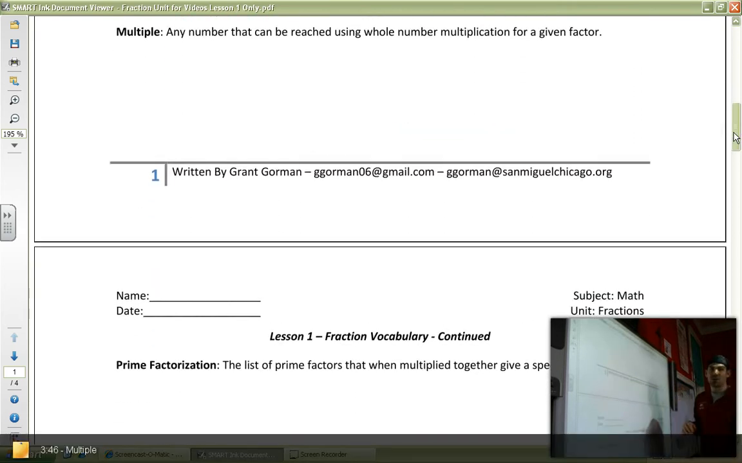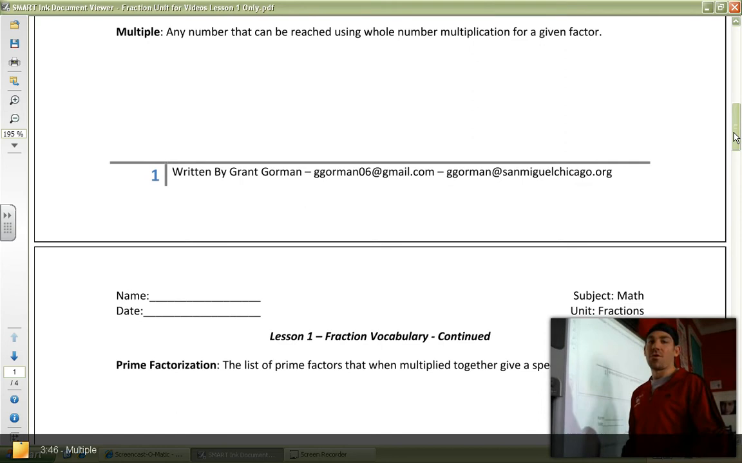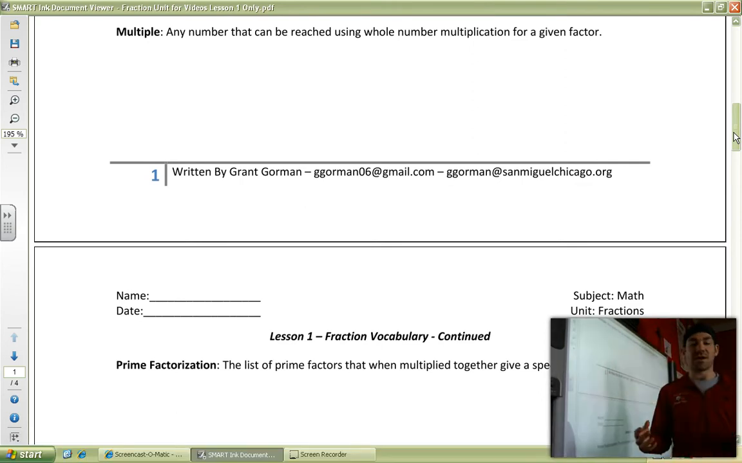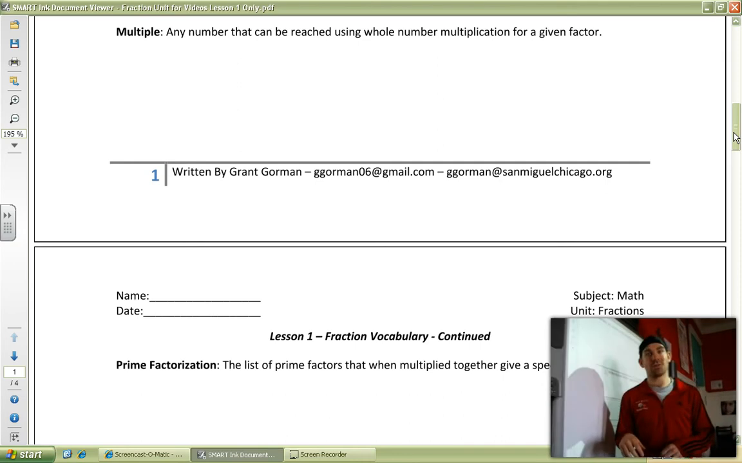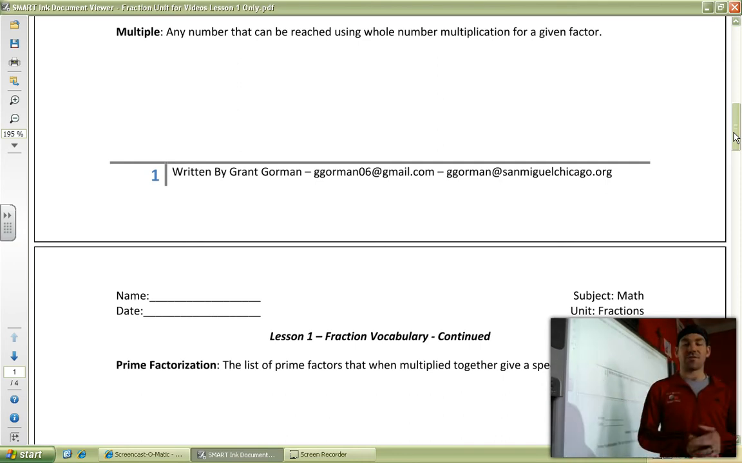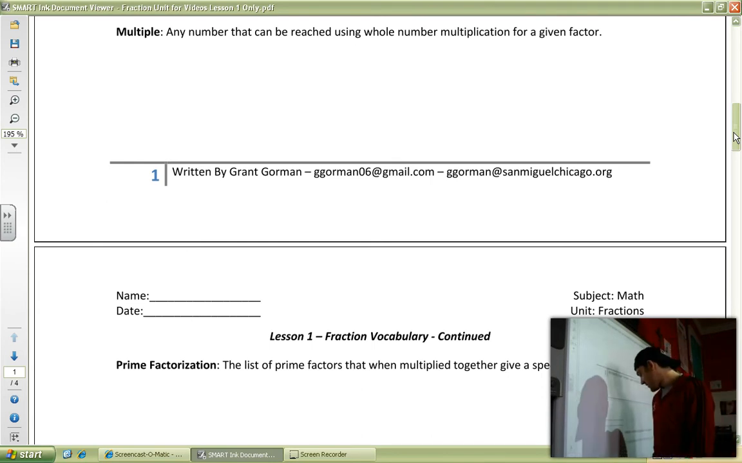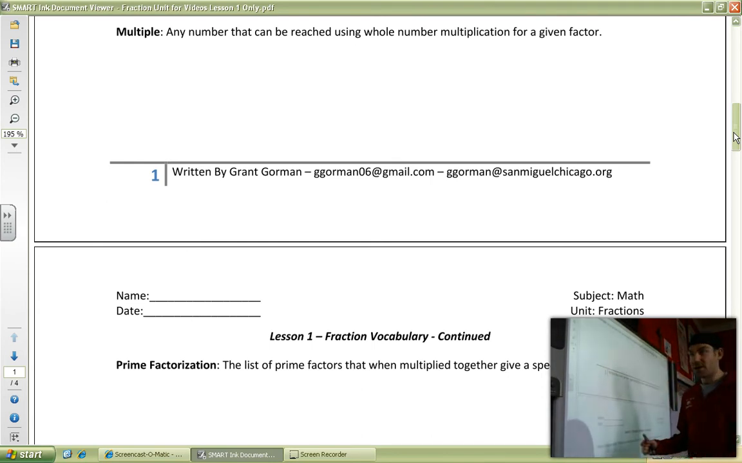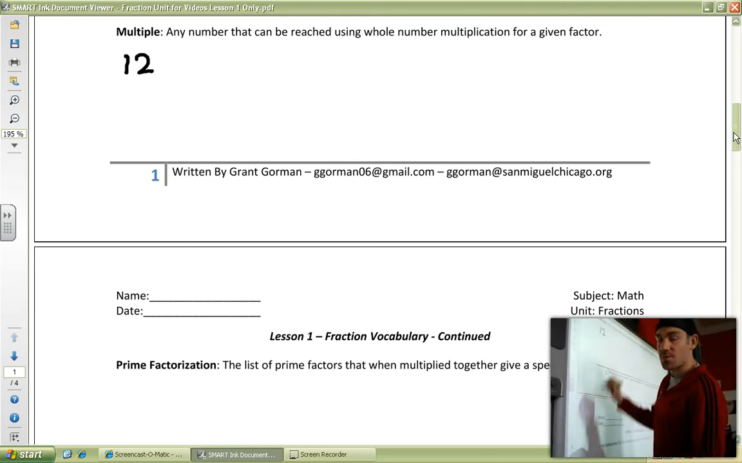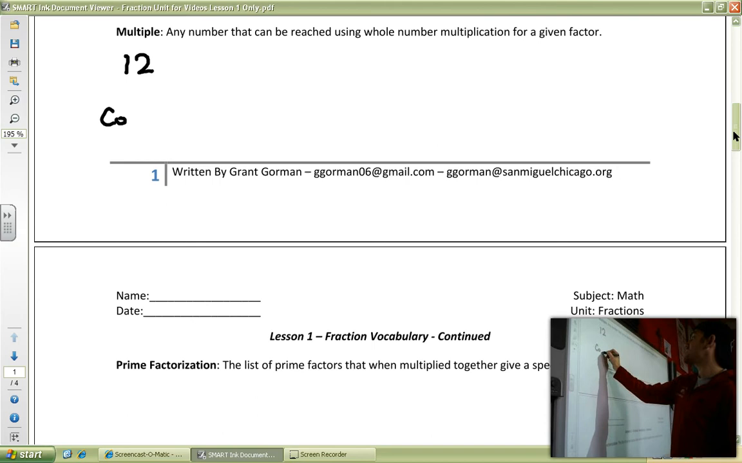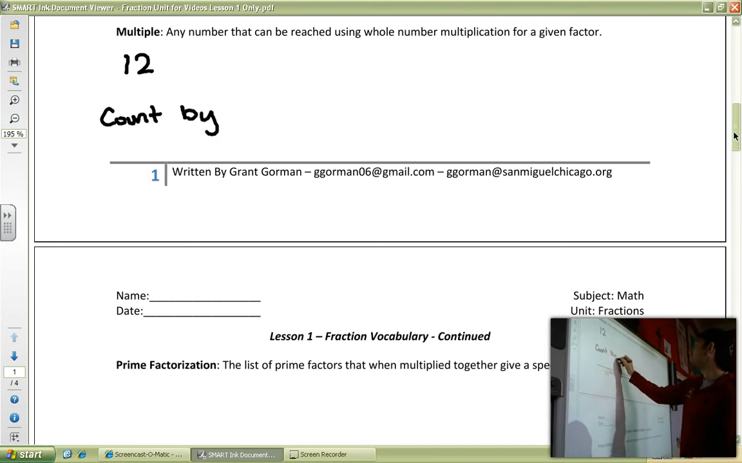Next we've got multiples. A multiple, okay, is a number that can be reached using whole numbers multiplied together for a given factor. So our given factor, I want to look at the factor 12, okay? It's a number that's not super hard but also not super easy. So we're going to actually just count by 12, okay?